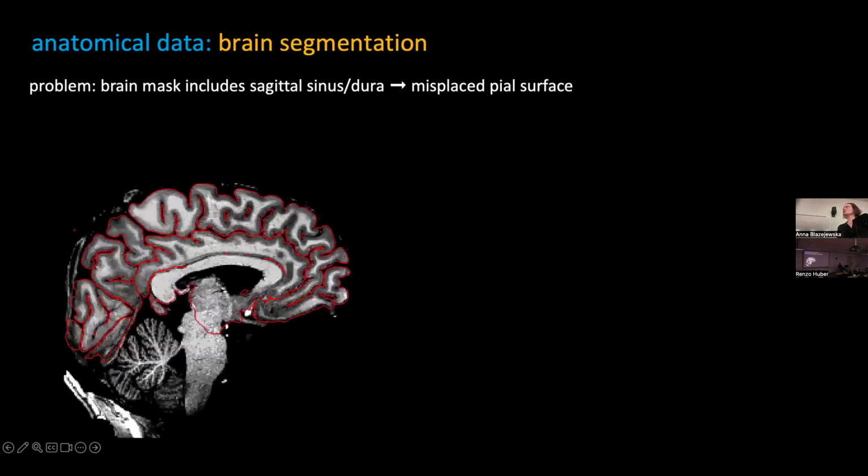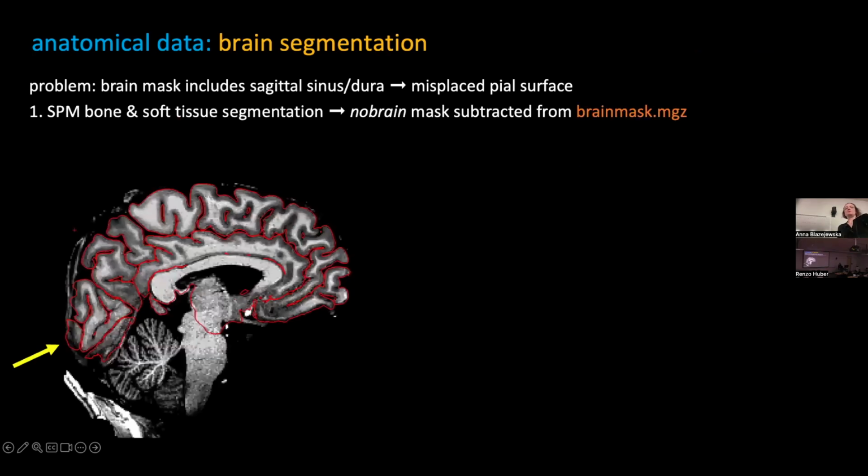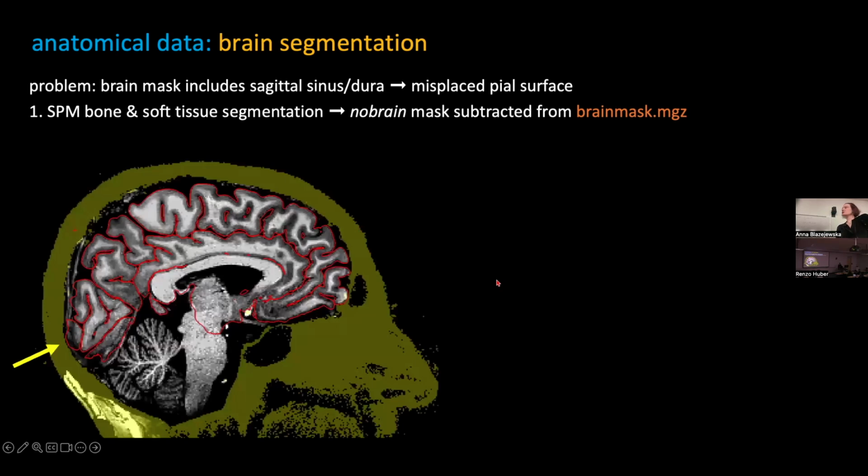So the other potential thing that we could do, I mentioned before that we'll be using these SPM tissue classes. So this is an example from our data. You can again see that there's a bit of a problem with dura being included in the mask and in the surface. So what we try to do sometimes, and it actually does work well sometimes, we take the SPM bone and soft tissue segmentations, threshold them because they are probability maps, and we create this no-brain mask that we basically subtract from the brain mask. We're trying to remove those regions that we don't want to see. Unfortunately, in this case, it didn't help much.